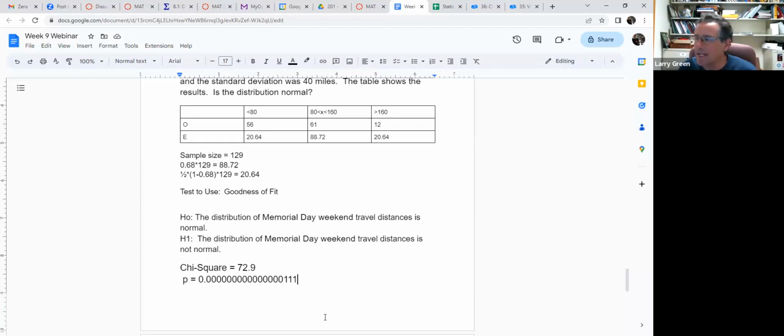Do not ever write a p-value bigger than 1. That means you are not reading it. Any questions on that? Very common error. All right. So if we have a p-value that's small, what does that tell you?